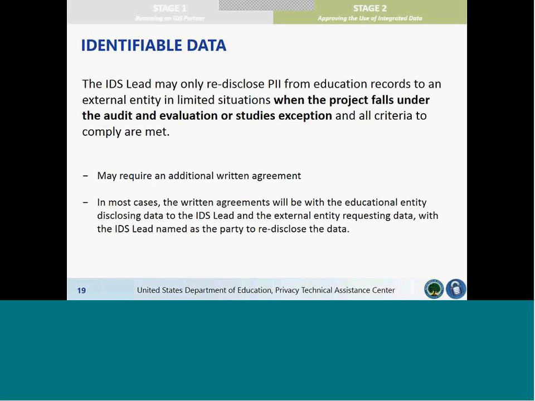In either case, all the required criteria for those two exceptions that are specified in the regulations need to be met, and the recipient needs to comply with them. In both cases, a written agreement is required. That might be the written agreement that established the IDS, if it was properly laid out in the governance documents, or in many cases it may require a separate written agreement between the educational agency and the third party.